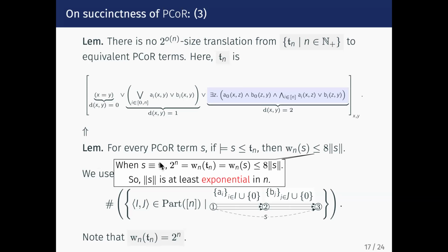For every PCO term S, if this inequality holds, then this inequality holds. So when S is equivalent to Tn, the size of S is at least exponential in n. By using this equality, the above lemma can be proved by this lemma.